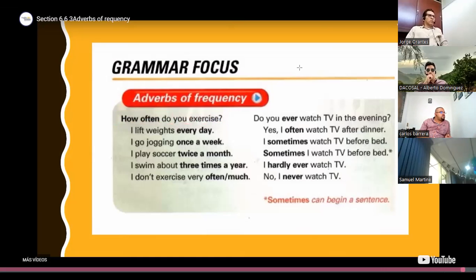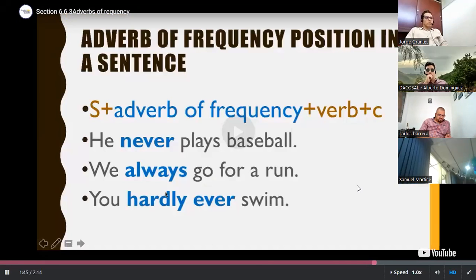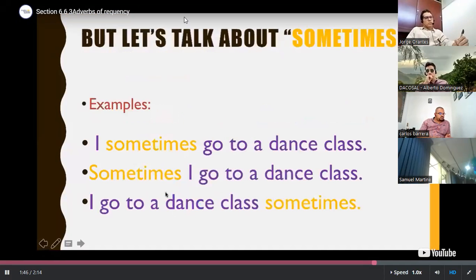¿Cuál es la estructura que vamos a utilizar? Veamos si se cumple en nuestros ejemplos. She was explaining about this one. Look. Subject, adverb of frequency, plus verb, plus complement. But let's talk about sometimes. And with sometimes, we are going to have subject, adverb of frequency, verb, and then complement. Or we can also have the expression sometimes at the beginning. This is the only one that is going to be at the beginning, okay?